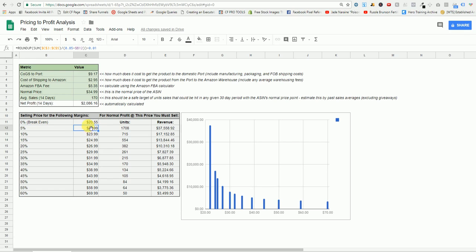Now this is break even here. That means if you sell this particular product at $20.55, you won't make any money at all. But for only a 5% profit margin, it's $21.99. So what this little chart shows you is the prices you can set it at, and how many sales you need to make at that price to make the same amount of profit that you're currently making.